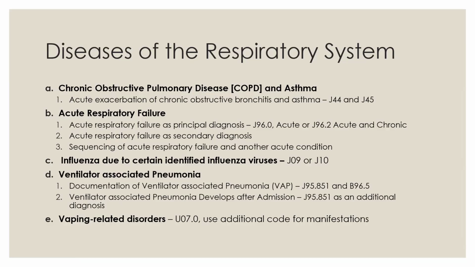The second guideline for this, ventilator-associated pneumonia that develops after admission. A patient may be admitted with one type of pneumonia, for example, J13 for pneumonia due to Streptococcus pneumoniae, and subsequently develops VAP. In this instance, the principal diagnosis would be the appropriate code from categories J12 through J18 for the pneumonia diagnosed at the time of the admission. Code J95.851 for VAP would be assigned as an additional diagnosis when the provider has also documented the presence of VAP.